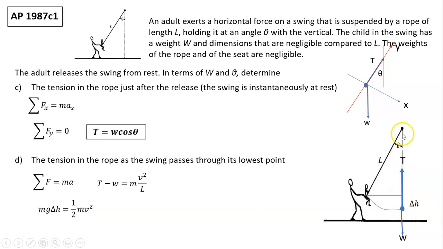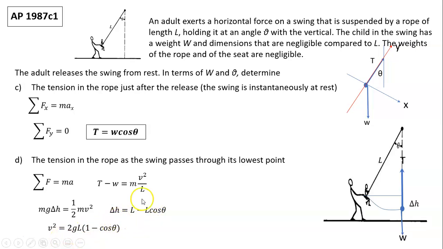This little part equals the whole length, which is L, minus this top part. This top part is the side adjacent to theta in the top triangle, and that top part is L cosine theta. So delta h equals L minus L cosine theta. We substitute this in. We can solve v squared equals 2gL times 1 minus cosine theta. We simply factor the L out.